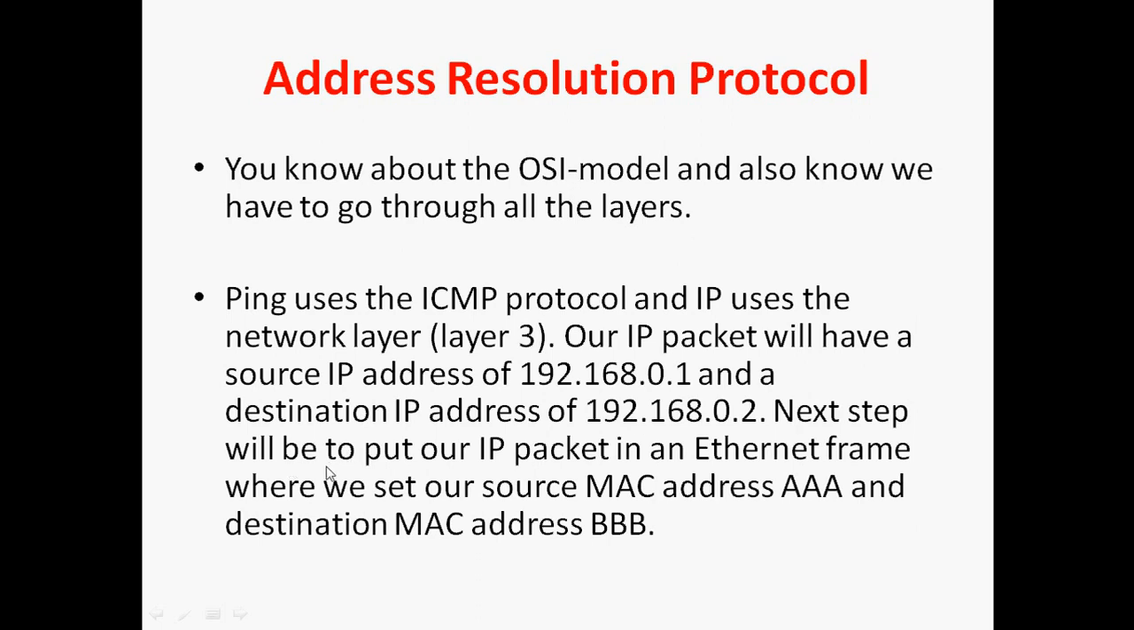Next, we put our IP packet in an Ethernet frame, where we set our source MAC address as AAA and destination MAC address as BBB. Normally if you ping and mention a destination IP, in the backend the ICMP protocol is running, and IP comes under layer 3, with source IP 192.168.0.1 and destination IP 192.168.0.2. In layer 2, the source MAC should be AAA and the destination MAC should be BBB.